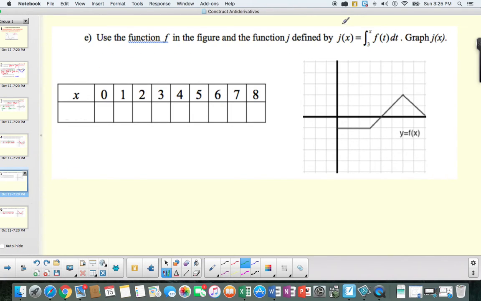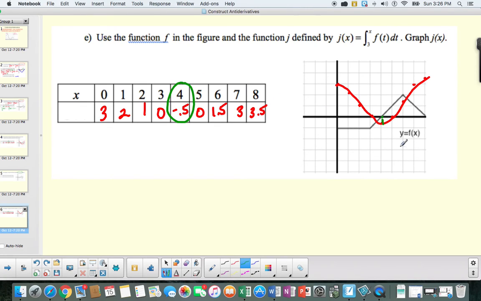Okay, your turn to try. I want you to notice the new area accumulator starting at 3. So make those adjustments. Stop the screencast and continue when you're ready. And here's the answer. And again, right here at 4 is our minimum value. And again, this curve is shifted.